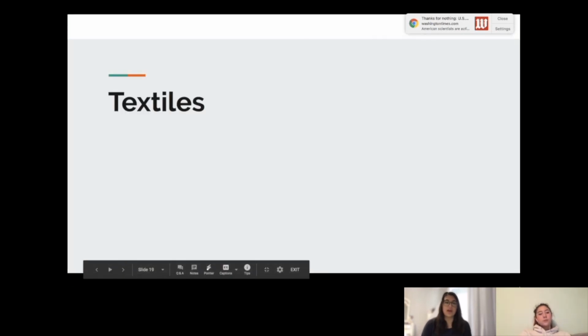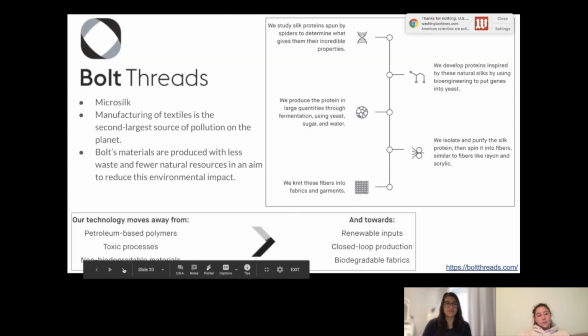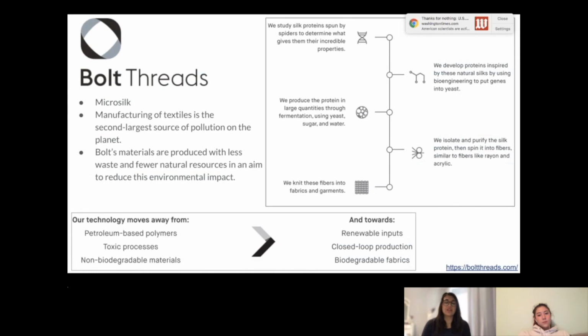And lastly, I'm going to talk about the textile industry and specifically a company called Bolt Threads. The manufacturing of textiles is actually the second largest source of pollution on the planet. Therefore, companies like Bolt Threads aim to reduce the environmental impact of the textile industry.